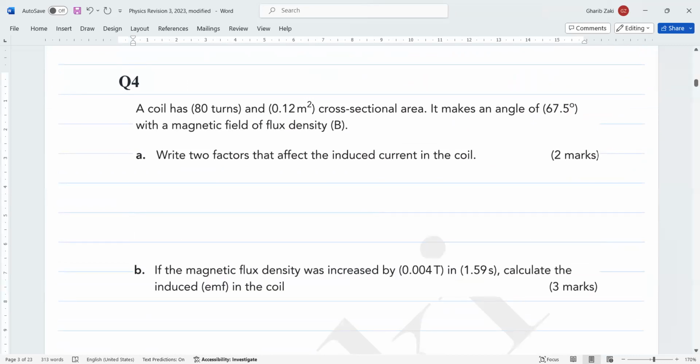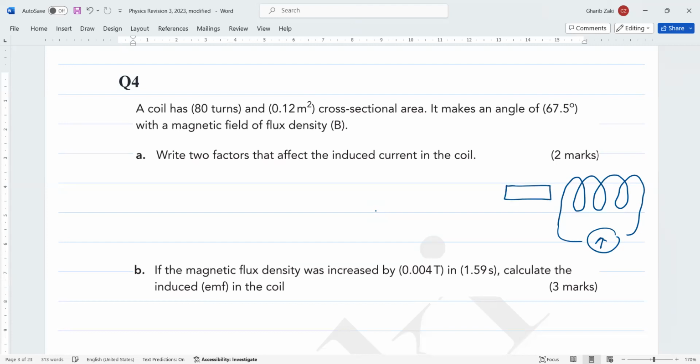I said write two factors that affect the induced current in the coil. So this is a coil. When we connect that coil to a galvanometer, and if we have a magnet, north and south, and we move the magnet through the coil in or out, then we have deflection in the galvanometer. How can we increase that deflection, so we can increase the induced current?